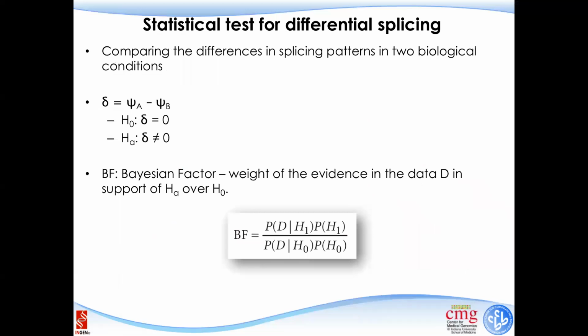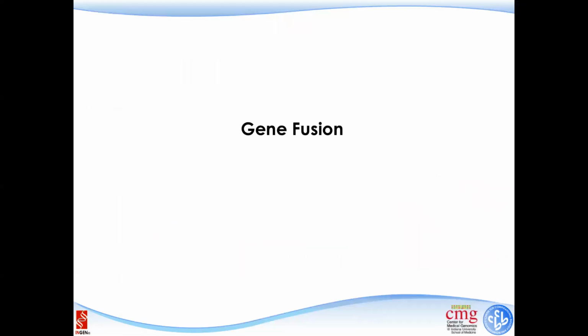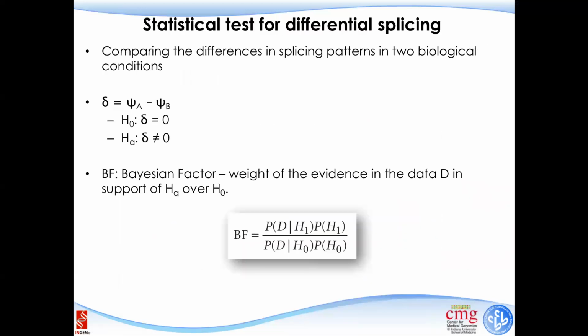Also in MISO we can test the difference of splicing pattern by using a Bayes factor. Actually, it's also a likelihood ratio. And okay, so here is just a review of all the topics we have introduced in the past two lectures and all the major computational parts.